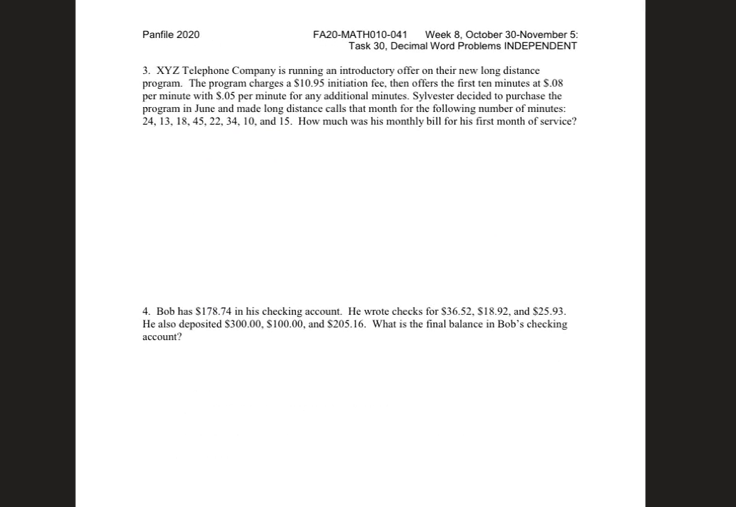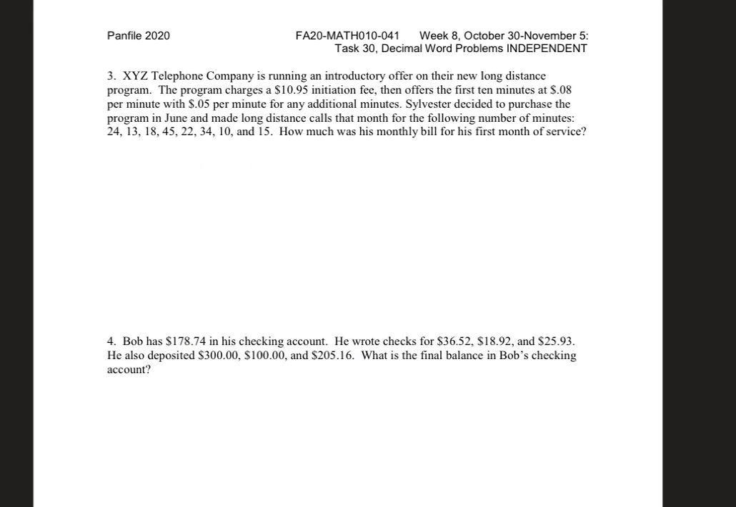All right. Number 3, XYZ telephone company is running an introductory offer on their new long distance program. The program charges $10.95 for an initiation fee, then offers the first 10 minutes at 0.08 per minute with 0.05 per minute for any additional minutes. Sylvester decided to purchase the program in June and made long-distance calls that month for the following number of minutes: 24, 13, 18, 45, 22, 34, 10, and 15. How much was his monthly bill for his first month of service?